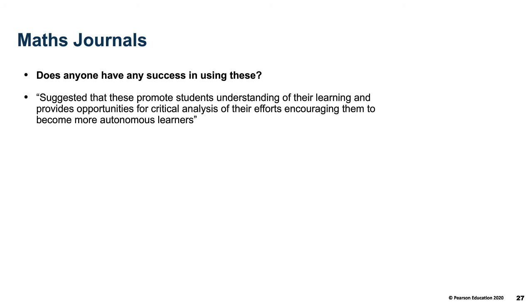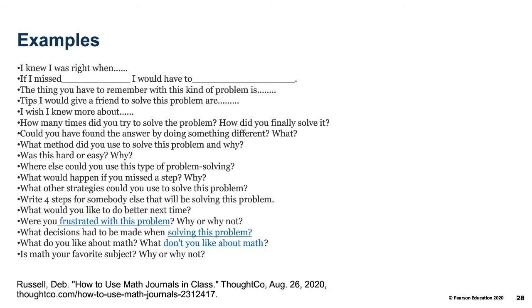As for the suggested questions, at the bottom there you can see the website link that I've put on with them. These are some of the questions that might appear in your maths journal. What would happen if you missed a step? Where else could this type of problem appear? Someone else just said they tried it, but some didn't complete it.